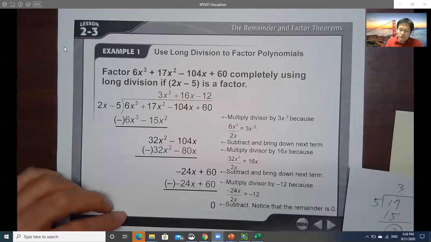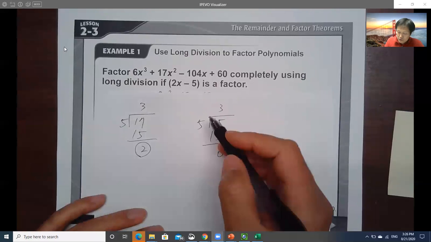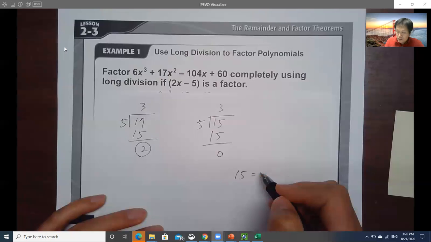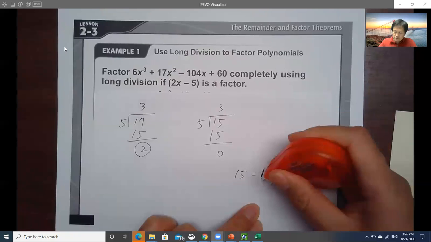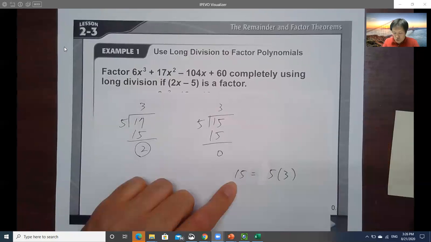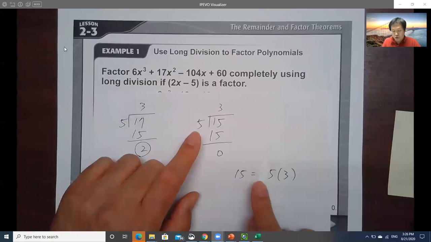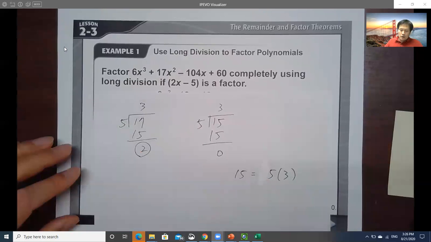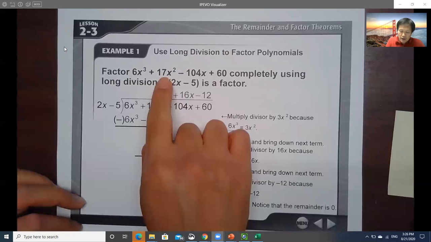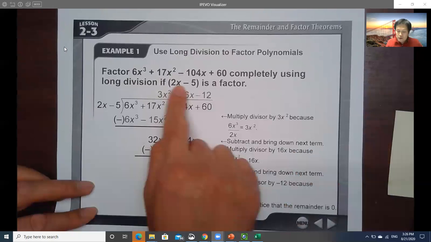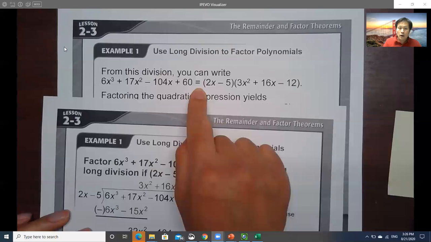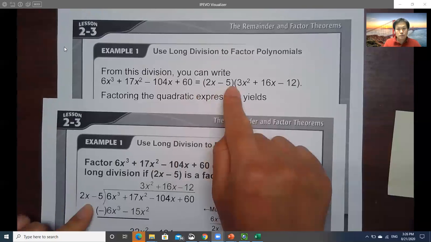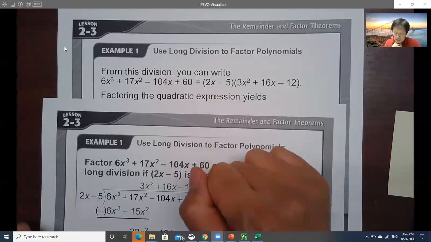So just like the example of 15 here, if you have a remainder of 0, you can say 15 is equal to 3 times 5, same thing. So if you get a remainder of 0, you can say the dividend is equal to divisor times quotient. Just like that. When you divide this by the divisor, you get the quotient and a remainder of 0, then we can say this is equal to divisor times quotient. Okay, so you can write that in factored form.